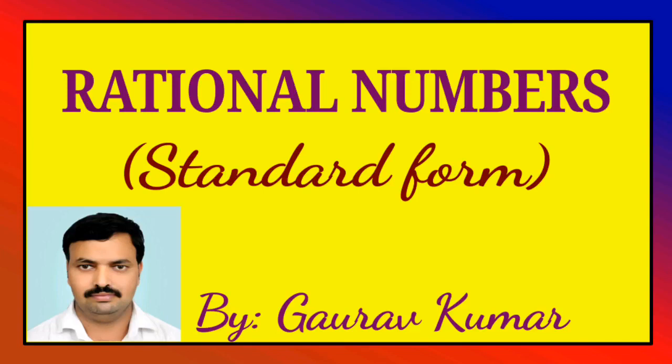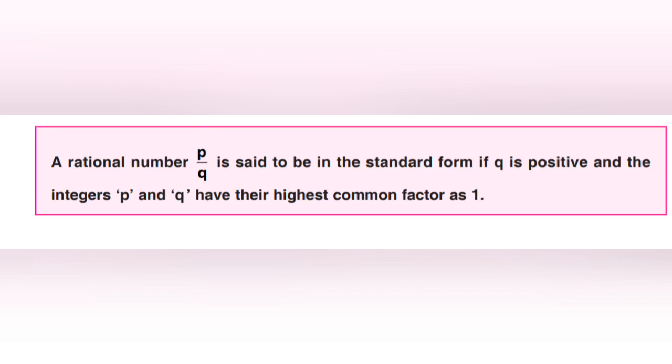Namaste everyone. Today I am going to discuss standard form of rational numbers. So before going to the questions, let us discuss what is standard form. A rational number p upon q is said to be in standard form if q, that is denominator, is positive and integers p and q have their highest common factor as 1.